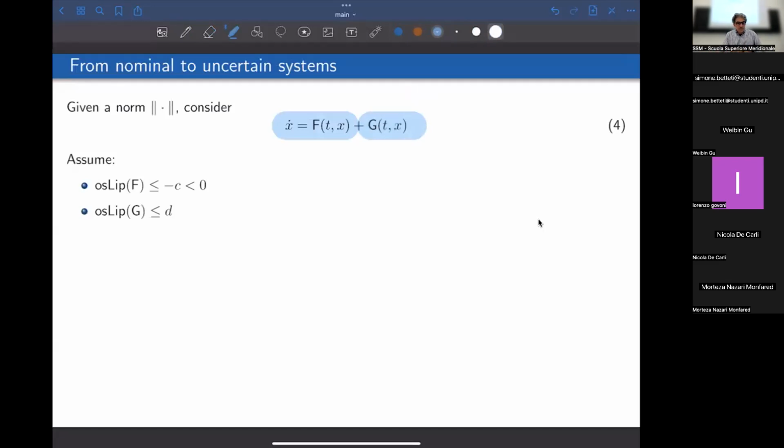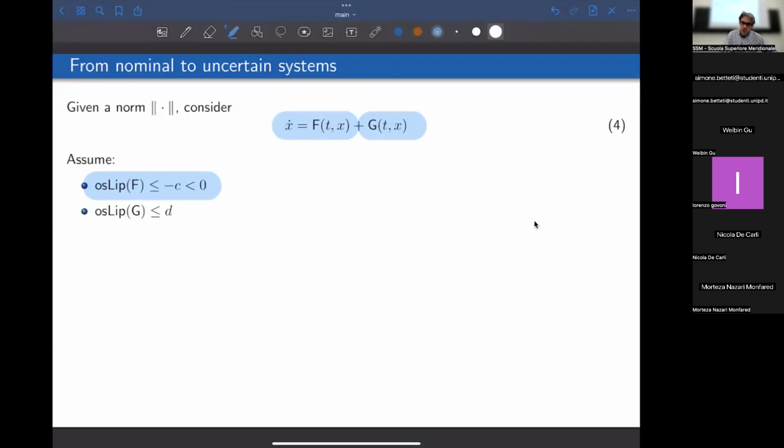It's not the same. So let's suppose that, as you can imagine by now, my nominal vector field F is infinitesimally contracting with rate C, which is to say, the one-sided Lipschitz constant of F is upper bounded by minus C. Now, minus C is the rate of contraction: two trajectories come together with rate e to the minus Ct. That rate also has an interpretation as robustness.